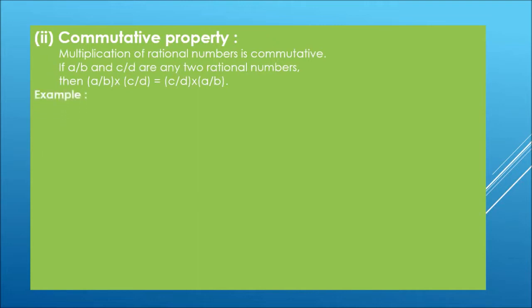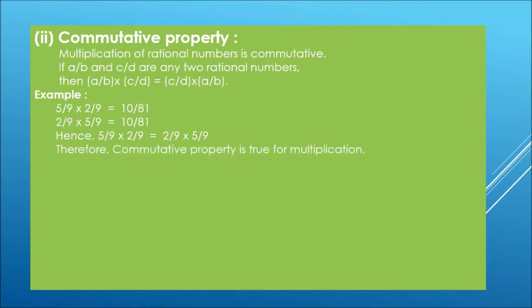For example, we have two rational numbers 5/9 and 2/9. Now, if you multiply 5/9 and 2/9, the answer will be 10/81. And again, the same rational numbers, if you multiply in another order, 2/9 multiplied by 5/9, the answer will be again 10/81. Hence, 5/9 multiplied by 2/9 is equal to 2/9 multiplied by 5/9. Therefore, commutative property is true for multiplication.